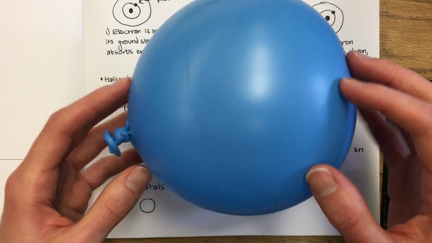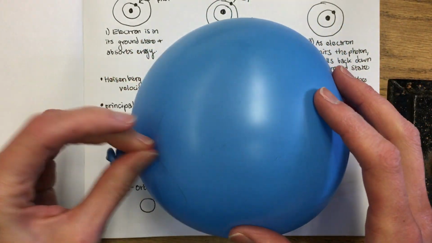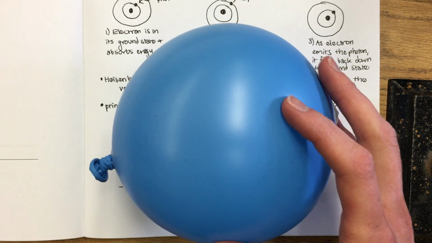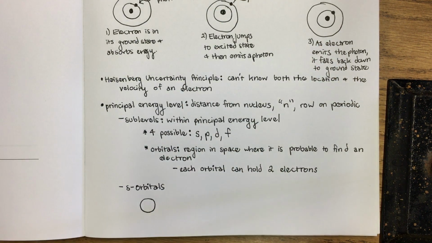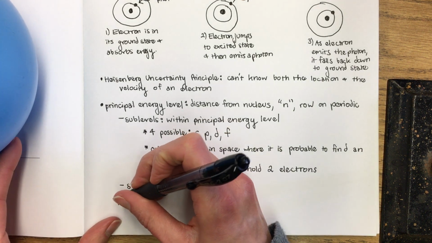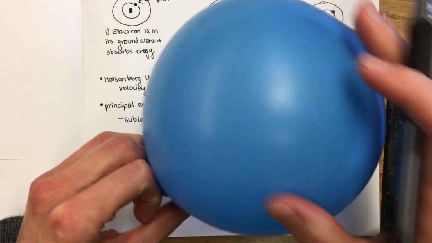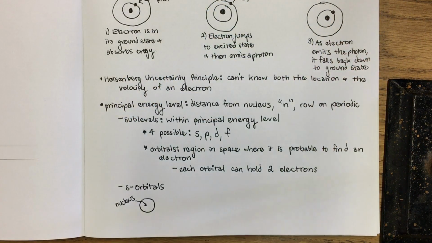It's spherical like a balloon, and this represents a place where an electron could be. So you want to think about the nucleus being kind of in the middle of this orbital. So like the nucleus would be right here. And then the electron can be anywhere outside that area if it's in an S orbital.